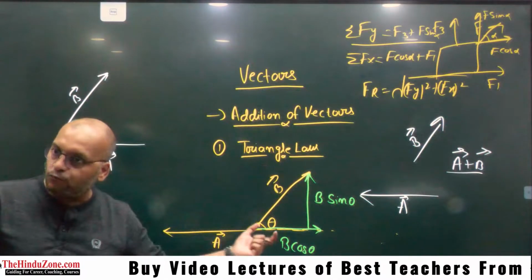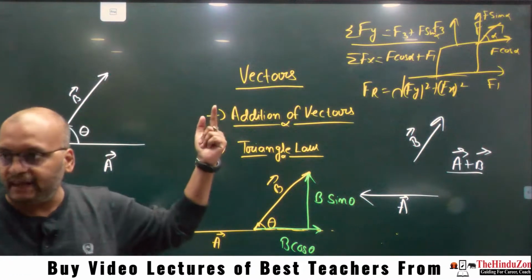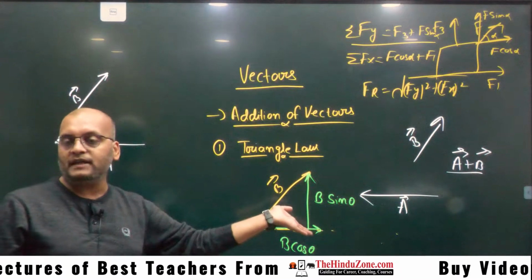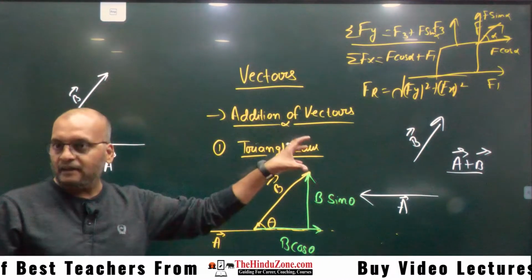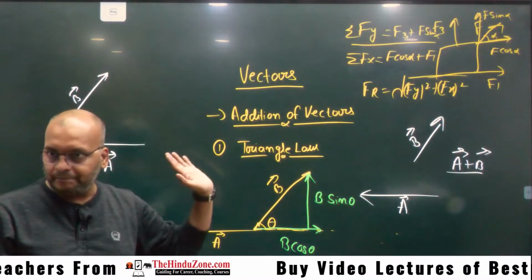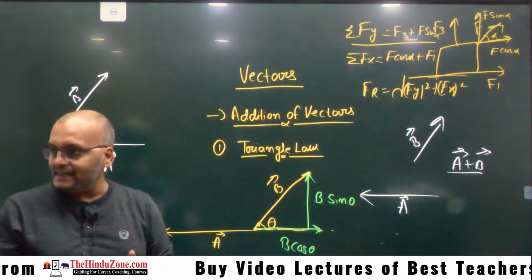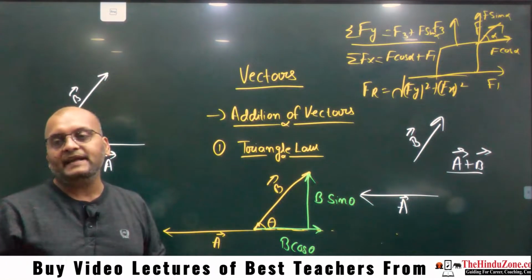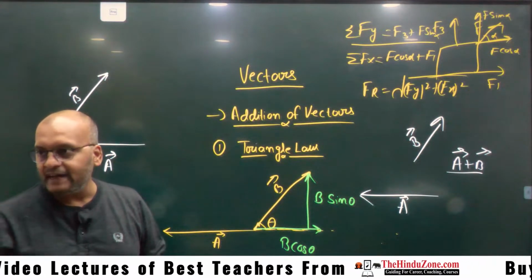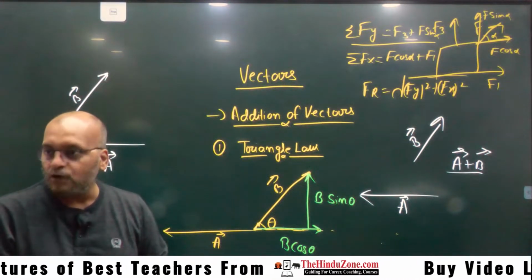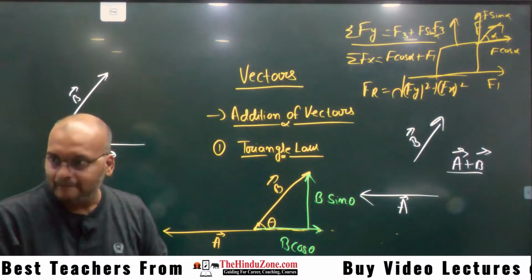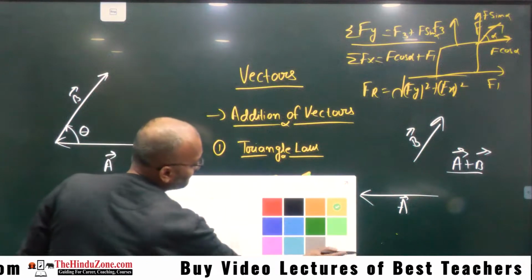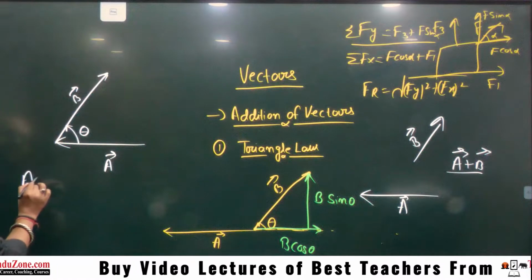All the vectors, what was force? Force was a vector quantity. So here also all the vectors acting along the horizontal and all the vectors acting along the vertical, yes or no? They will be taken separately. We will square them, add them and take their under root. So what will we get? We will get the resultant. What is the resultant? A plus B.